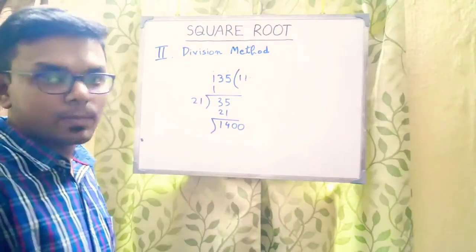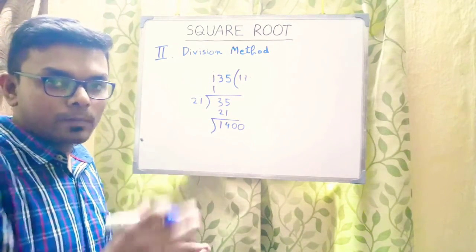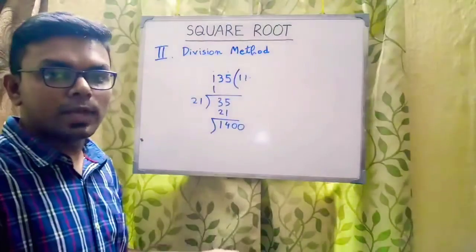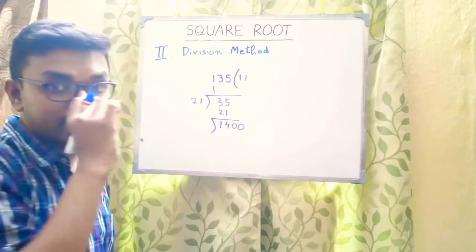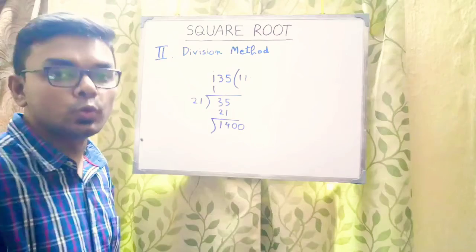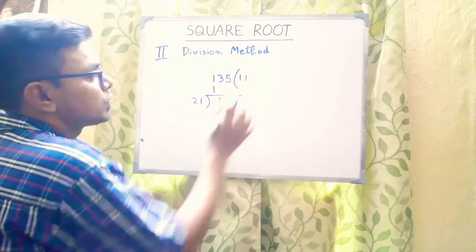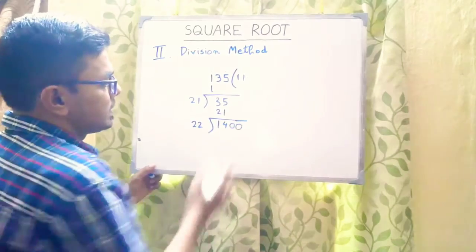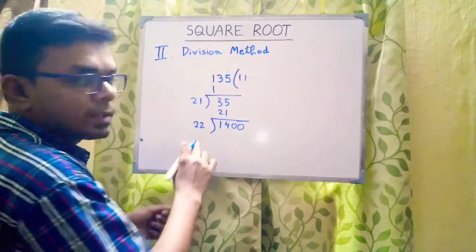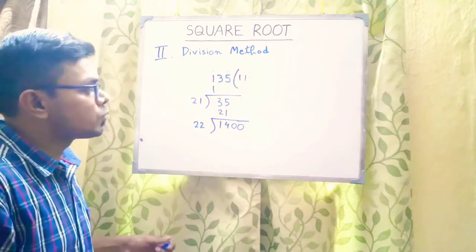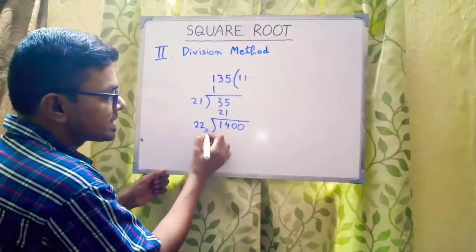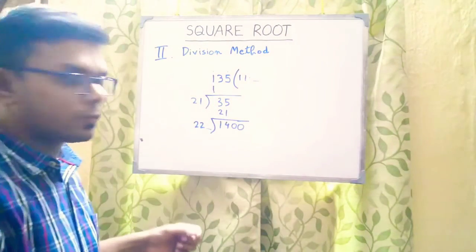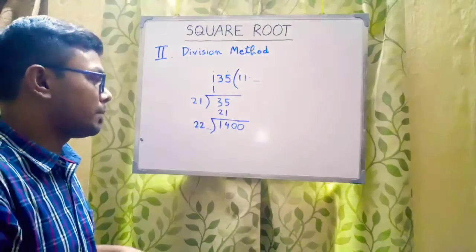This is a rule which must be remembered, a bit different from general division. In general division, with 1 point 1 zero can be added, but here in case of finding square root, with 1 point we bring 2 zeros. Now 11 was here, so 11 into 2, that is 22. Again the same thing, we have to look out for a number. 22 something into that same something will give a number very close to 1400. So let's look for that number.